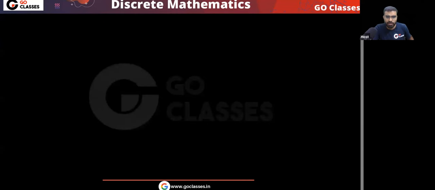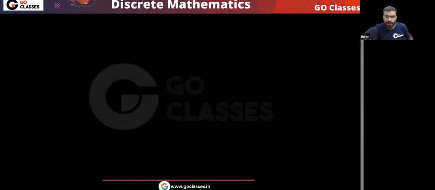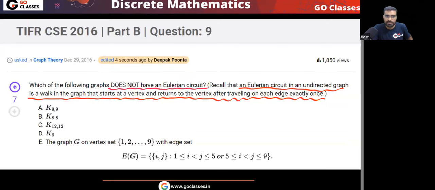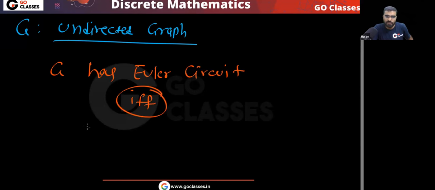So the definition of Euler circuit is also given to you. Now tell me, which of these graphs does not have an Euler circuit? If you want an Euler circuit, what do you need? Let's assume G is an undirected graph. G has an Euler circuit if and only if G must be connected.